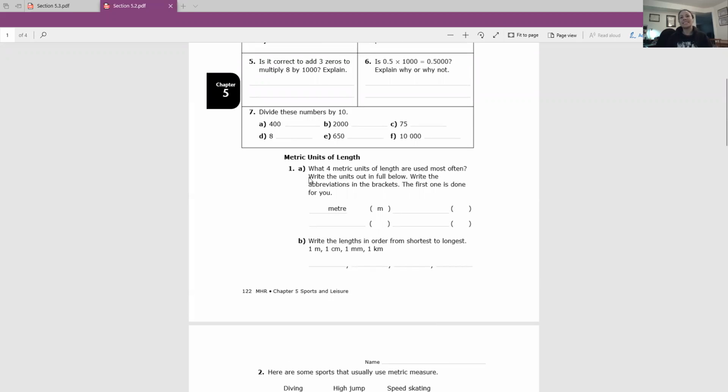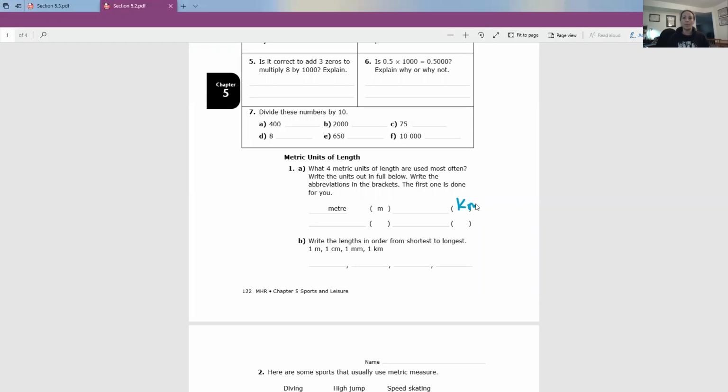So the first part, it says we're looking at metric units, and they want to know what you think the four most common metric units are. They've told you that it's meters. And that's a very, very common one that we use, especially for something like a soccer field. If you have a really far distance where you're traveling somewhere, we tend to go in kilometers.